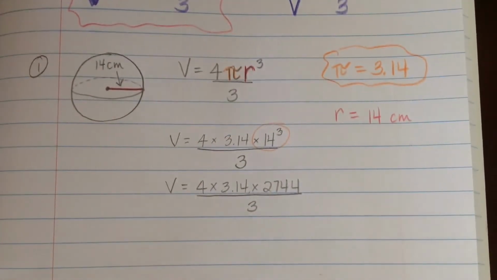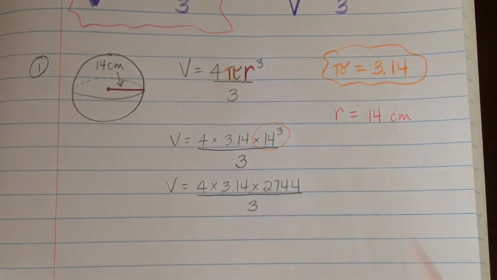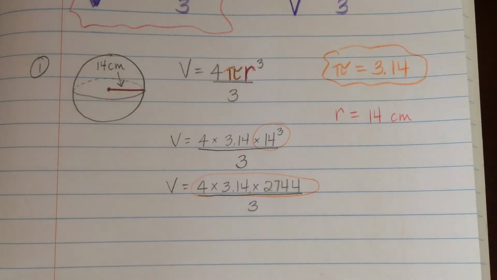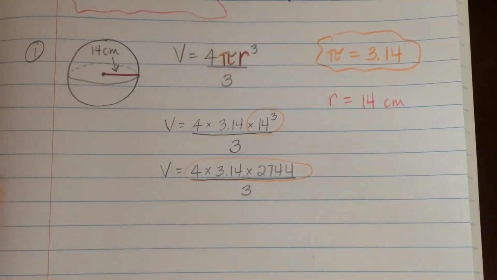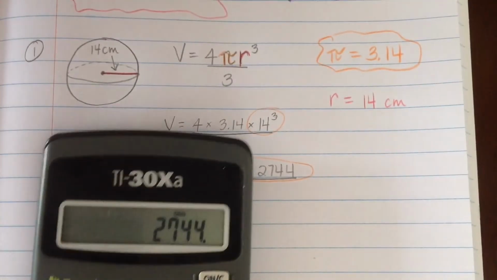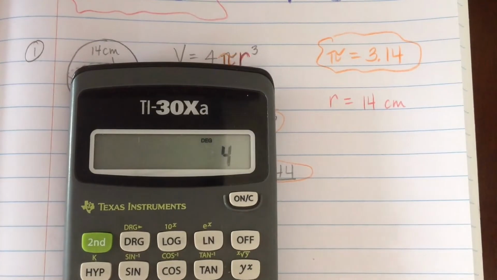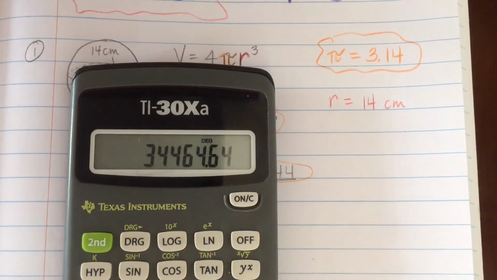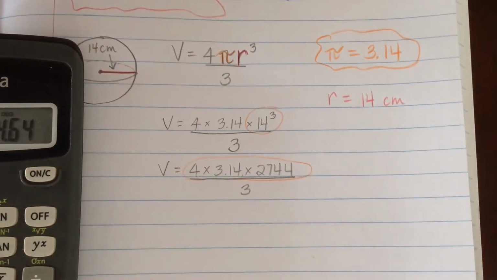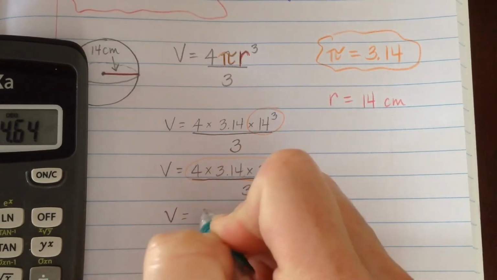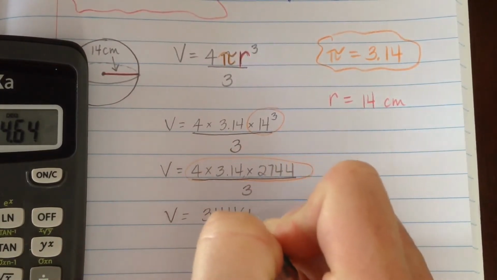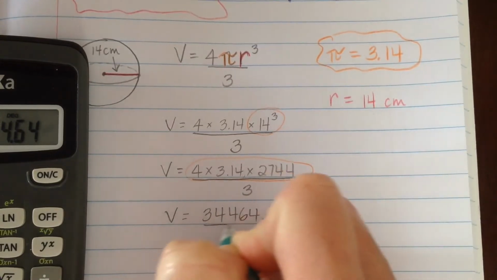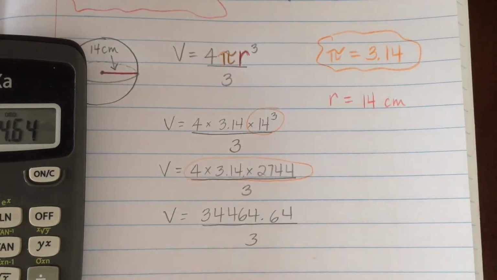Now the next thing I'm going to do is this string of multiplication on top of the division. So I'm going to multiply all of these together, and then I'm going to divide by 3. I still have the 2,744 in my calculator, so I'm going to do that times 4 times 3.14. I get this whole huge number. Holy smokeroonies, that's a big number. I'm going to write it down: 35,464.64.